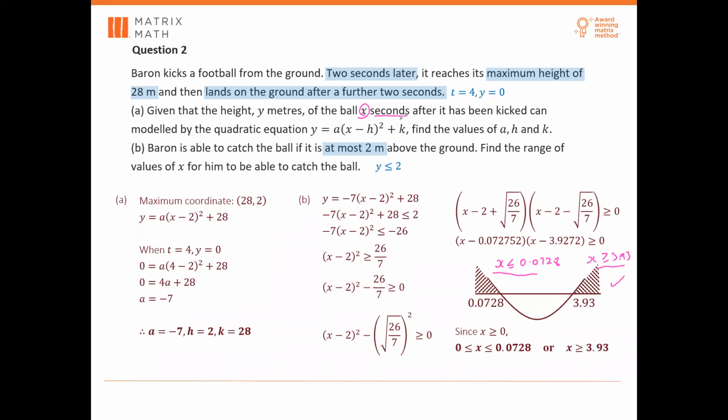Time is not a vector quantity, it's a scalar quantity. So for this range, you're going to rewrite it as x is between 0 and 0.0728. Only for this range, all right? This one is totally fine because x is more than a positive number. So this range makes sense. These are the two answers that you have to give to get your full score.